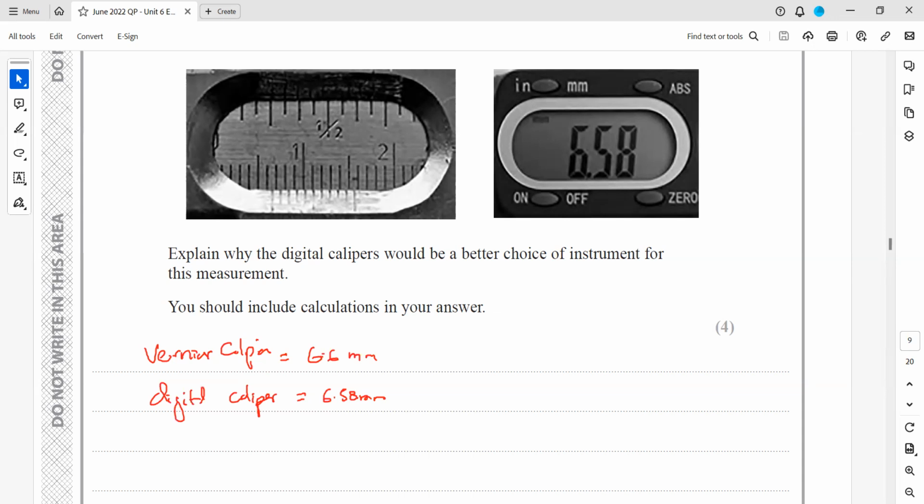But why do we prefer to use a digital caliper rather than a vernier? It's a better choice. If we compare the uncertainties in the value, the percentage uncertainty, what is the percentage uncertainty? The uncertainty divided by the value recorded times 100. So if we want to work out the uncertainty of the vernier caliper, the smallest value it records is usually 0.01.